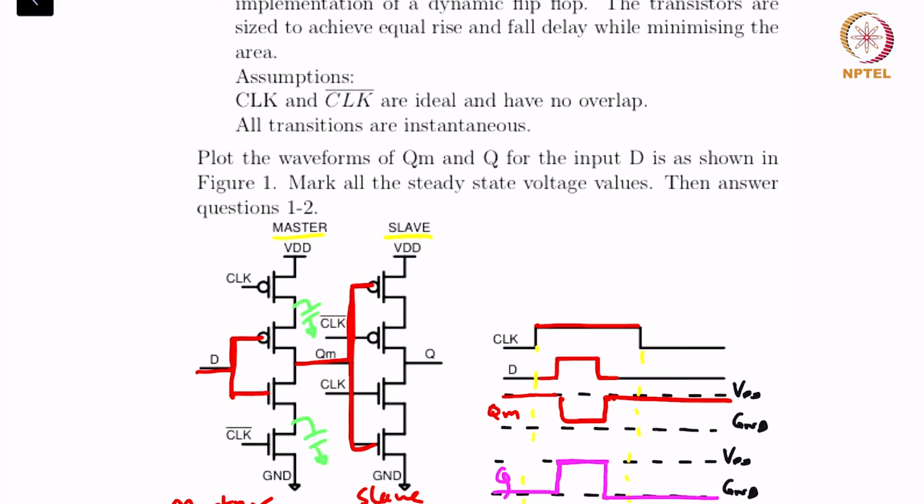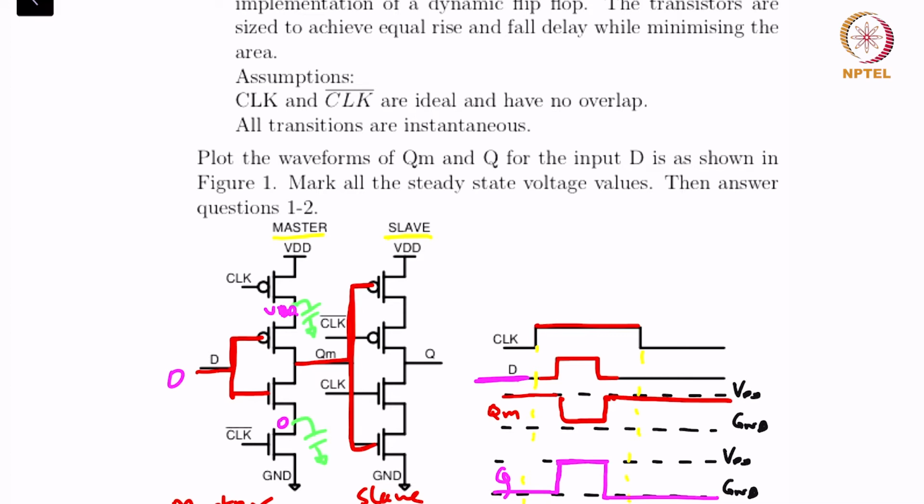When clock is equal to 0, these two nodes would be at voltages VDD and ground, depending on the input. For this case, the input is 0, and hence when clock is equal to 0, I'm talking about this interval where t is equal to 0, these nodes would be at 0 and VDD respectively.